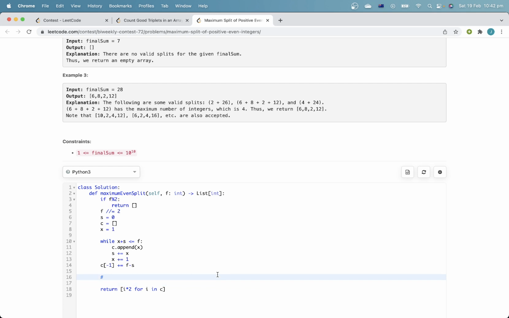The other way to look at it is, since 1 plus 2 plus 3 up to k is equal to k times k plus 1 over 2, which is O(k squared), we know that f is about k squared in terms of asymptotics, which means that k is about the square root of f. So it's some constant factor times the square root of f, which means that the maximum size of our output answer is the square root of the final sum, and that's why this solution works.